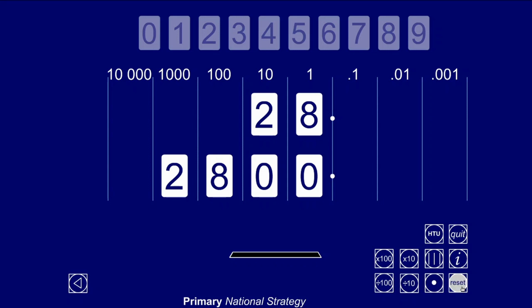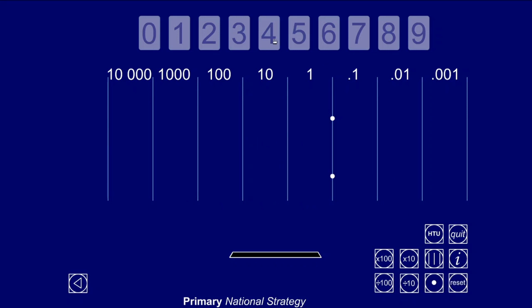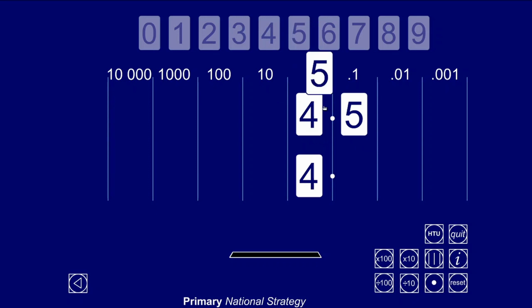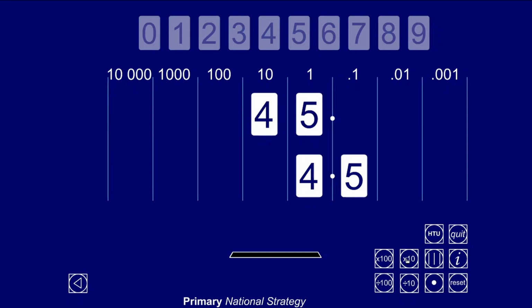Now, what else can you do with this resource? Well, if I reset it now, and this time set up a number like 4.5, we can see now, as we proved in the classroom, that it really isn't about adding a 0. Watch what happens when I multiply by 10. It really does show what happens.